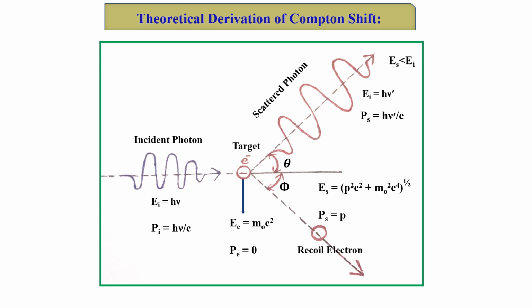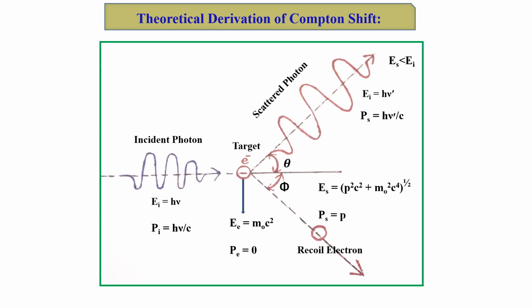So in such a collision, there is an exchange of energy and momentum. So let us understand the energy and momentum expression before and after collision. Let the incident photon have energy hν and its momentum p = hν/c. And the electron is initially at rest, so its rest mass energy will be m₀c² and its momentum will be 0.